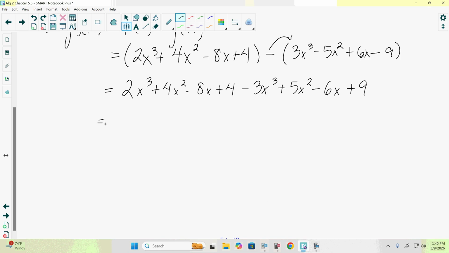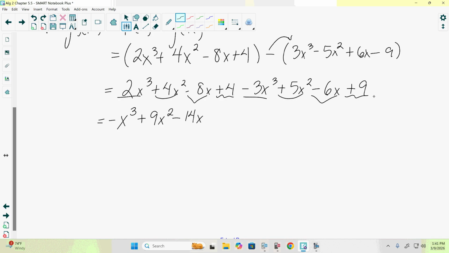So the next thing we had to do is combine like terms. I always start with the variable with the biggest exponent. So our cubics. We have 2x cubed minus 3x cubed. 2 minus 3 is going to be negative 1, so negative 1x cubed or just negative x cubed. Then we'll do our square terms next. 4x squared plus 5x squared. 4 plus 5 is going to be 9x squared. Then we'll have our x terms, negative 8x minus 6x, negative 14x.